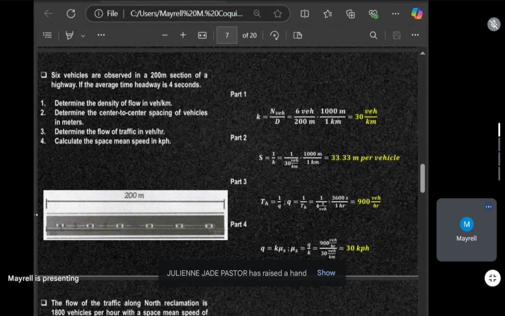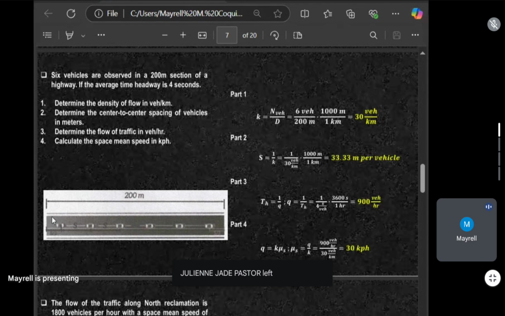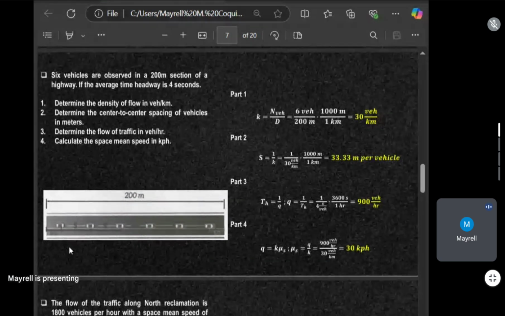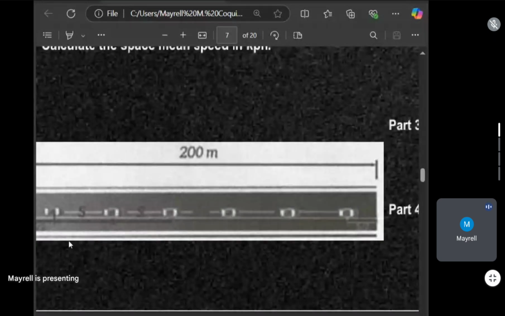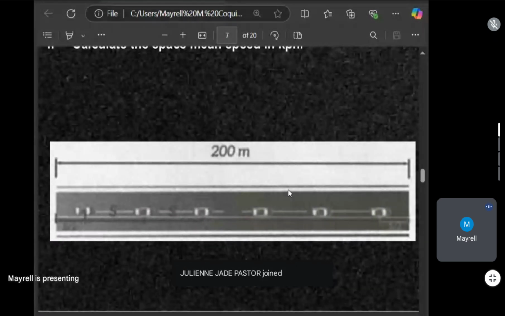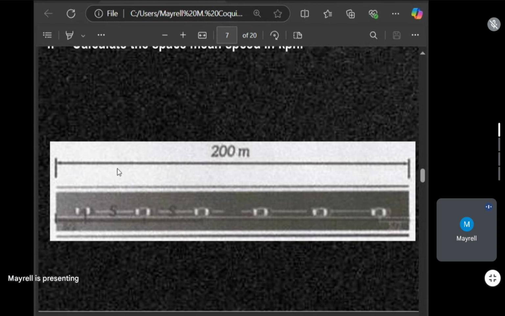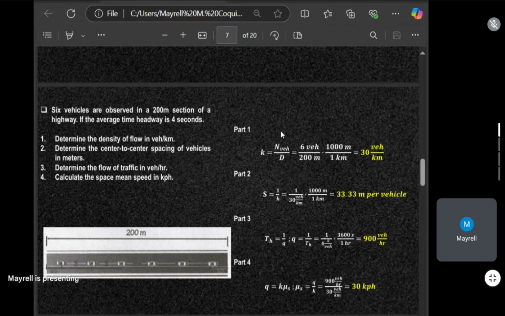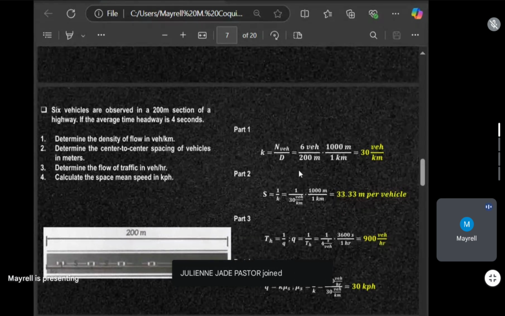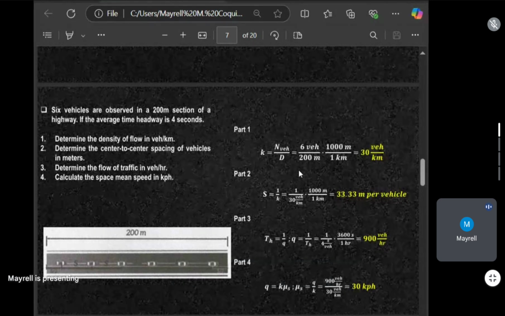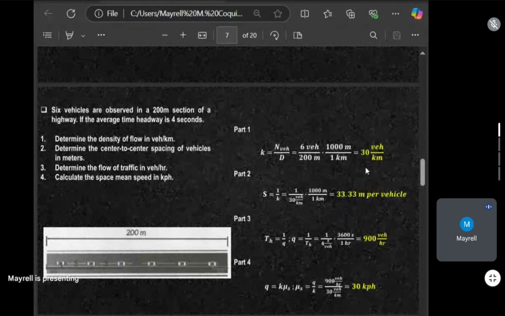Okay, so you have the 200-meter section of a highway. Then there are 6 vehicles in that section. Okay, so it's hard to understand without the drawing. You have 6 vehicles and you'll have to solve the average distance of those vehicles. Okay. So part 1, the density of flow is K. So that's the number of vehicles over the distance. So 6 vehicles over 200 meters times 1,000 meters over 1 kilometer. So it's 30 vehicles per kilometer.